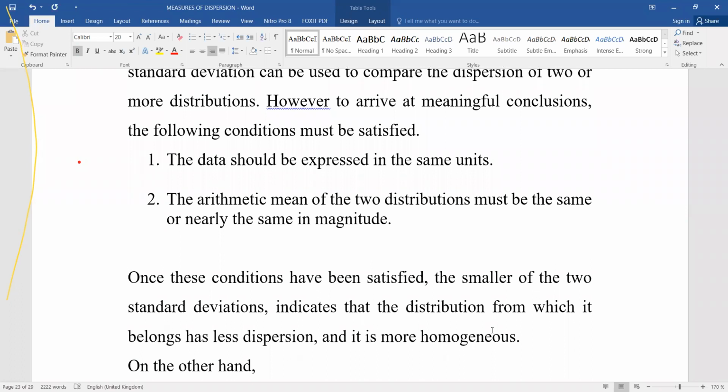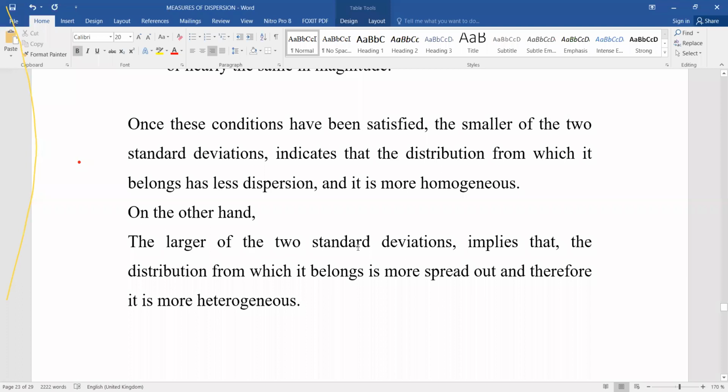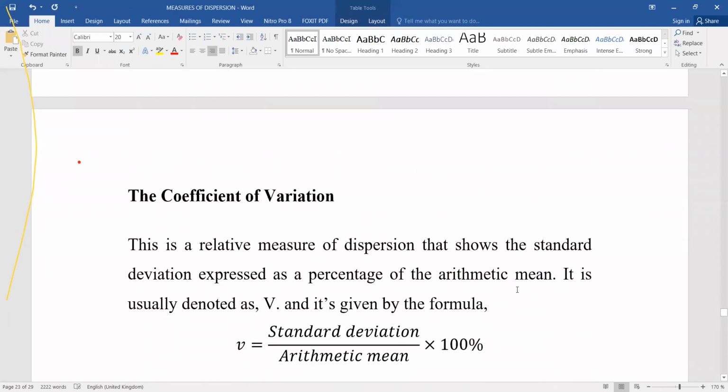But if you're dealing with 2 distributions that use different units of measurements, for example, height and weight, then you cannot use standard deviation. This is what we said. On the other hand, the larger of the 2 standard deviations implies that the distribution it belongs to is more spread out and therefore more heterogeneous. As we said, the larger the standard deviation, the more heterogeneous, and the smaller the standard deviation, the more homogeneous.